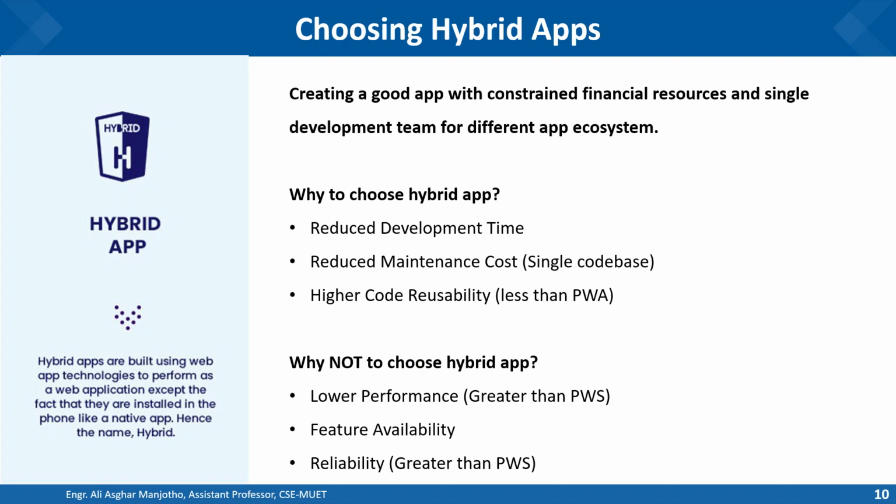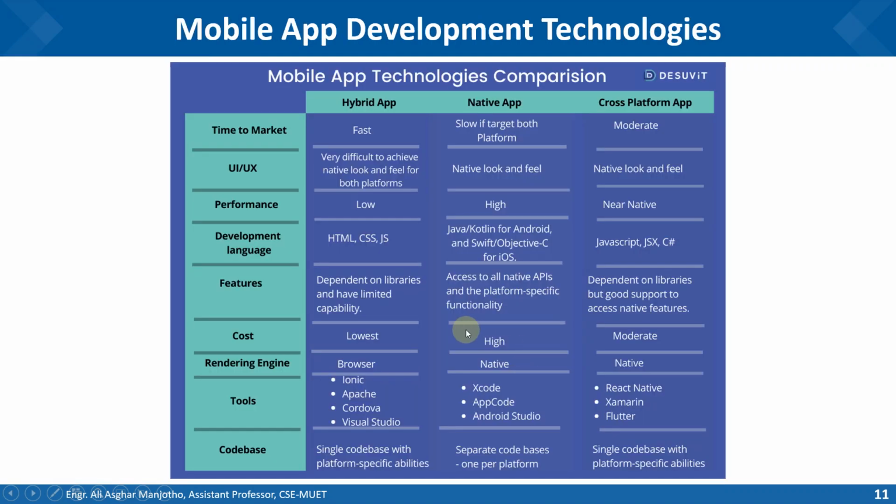So then the probable option is to go for the hybrid apps, because their development time and the cost of maintaining and development will be very low as compared to the native apps, because in this case we just maintain a single code base for targeting multiple different platforms. So this is a comparison for hybrid, native, and cross-platform apps.